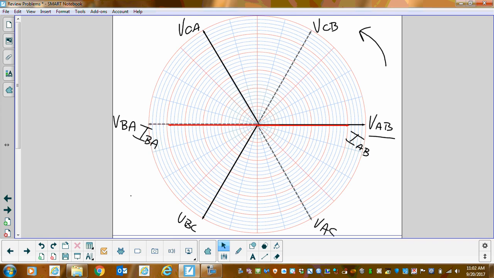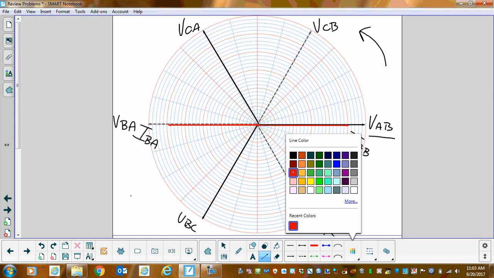Good. All right, let's go and plot current BC. Again, current BC is pretty simple because it's in phase with voltage BC, and we know that voltage BC is down here. So we're going to put it in. Now, it's not quite as long as current BA. As a matter of fact, it's only half as long.